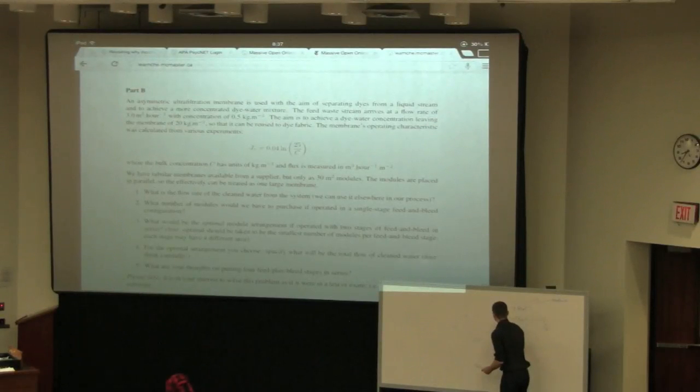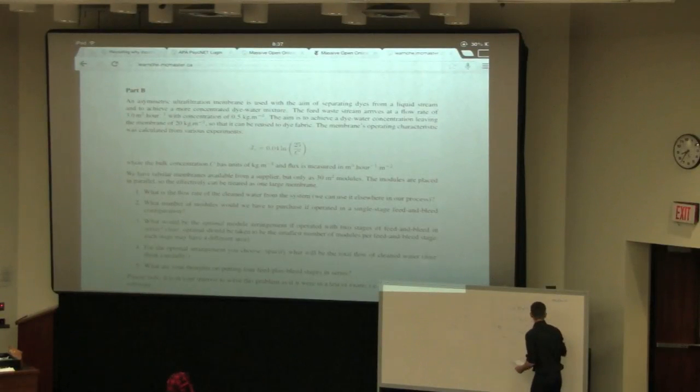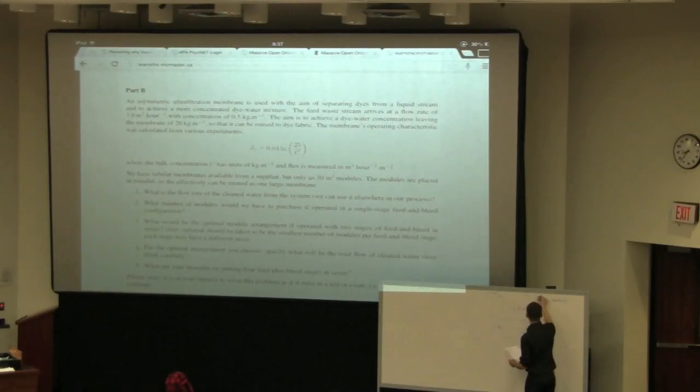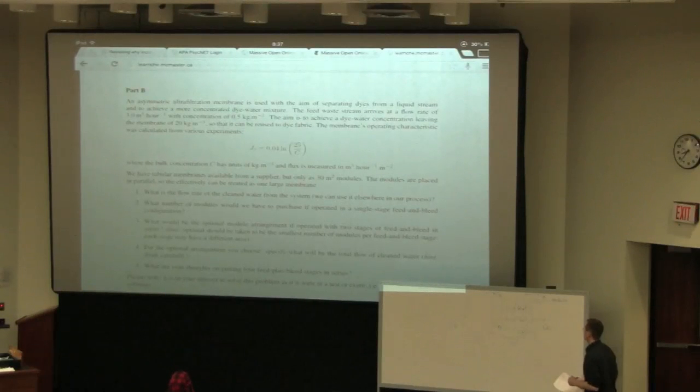Let's call this the retentate stream here, so CR1, CR2. So every time I go from one unit to the other, I'm going to increase the concentration of my retentate stream. Coming off here, I'm going to collect my permeates internally. My permeates are going to come off in CP1 and QP1, and then CP2 and QP2. So that's the thinking that we're asking.